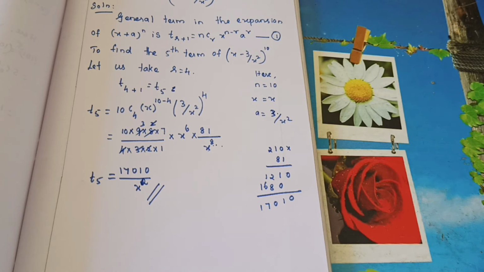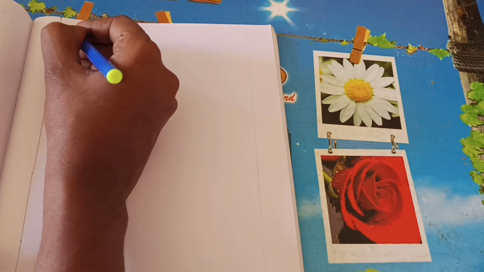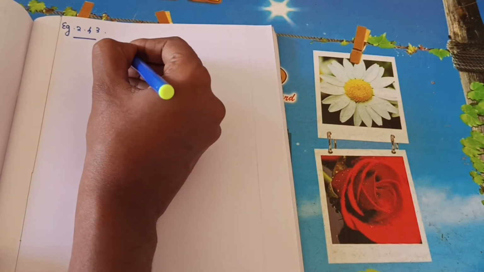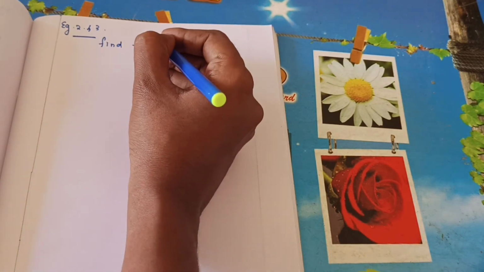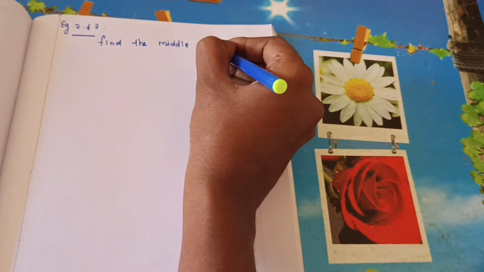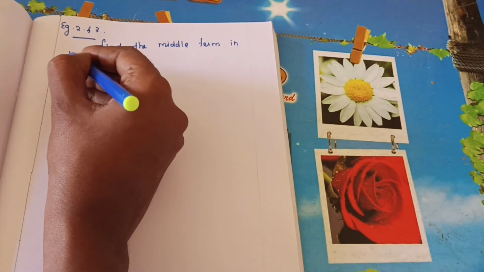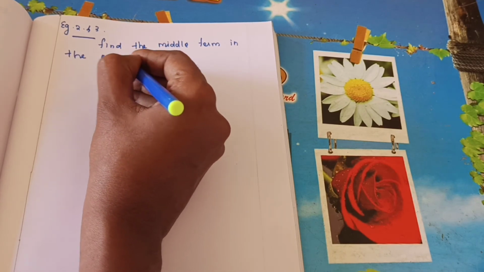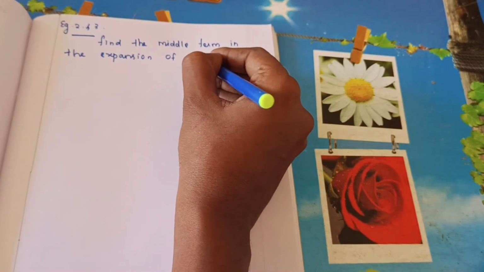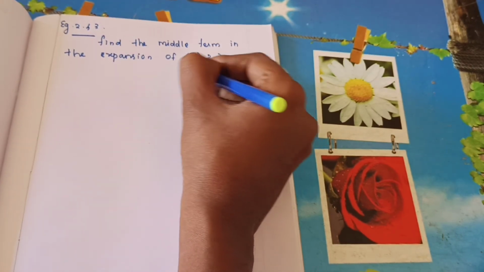Okay. So next, one more question we will do today. Example 2.43. Find the middle term in the expansion of (x square minus 2 by x) the whole power 10.